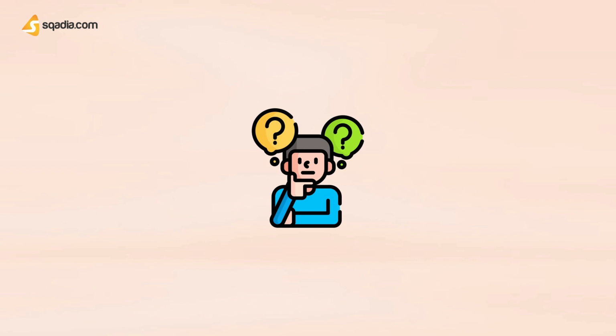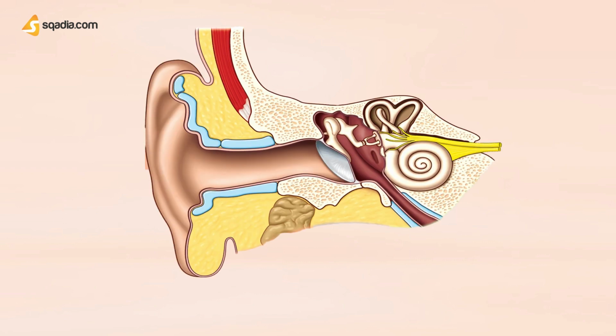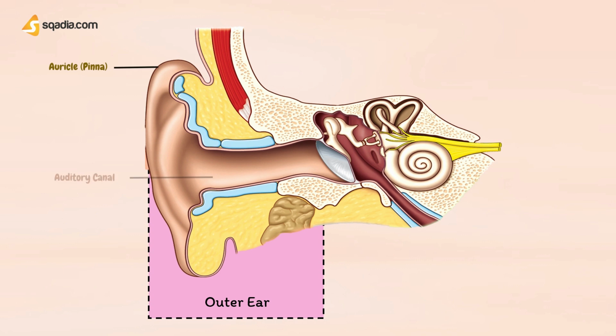Ears provide the sense of hearing. They're also essential for balance or equilibrium. The ear has three sections: the outer ear, the middle ear, and the inner ear. The outer or external ear consists of the auricle or pinna and the auditory canal.